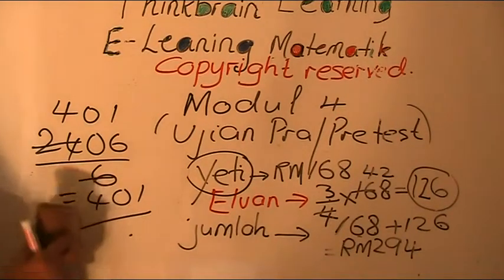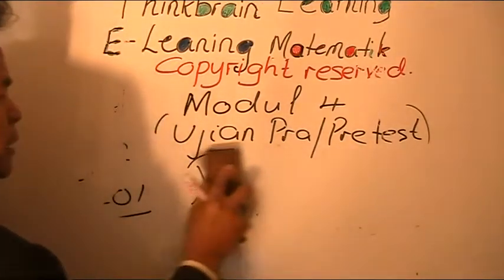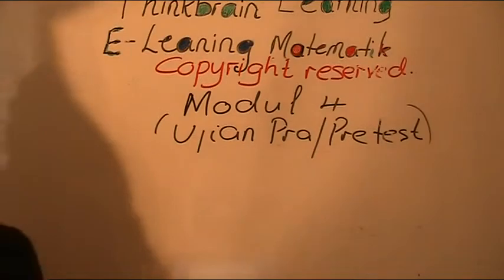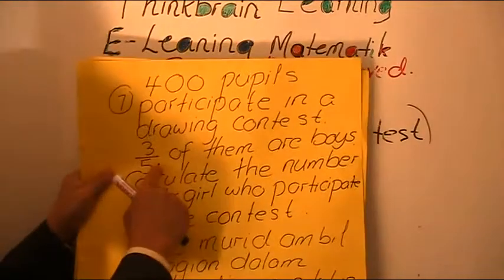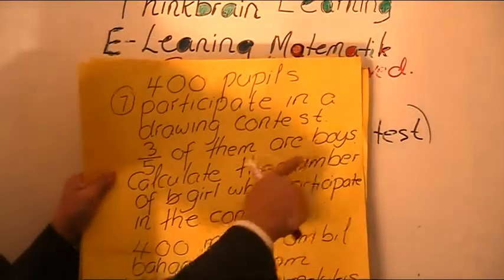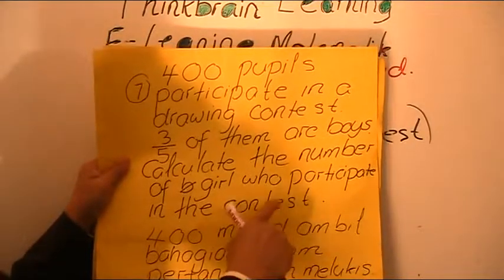We go to number 7. For number 7, 400 people participate in a drawing contest, and 3 over 5 of them are boys. Calculate the number of girls who participate in the contest, right?